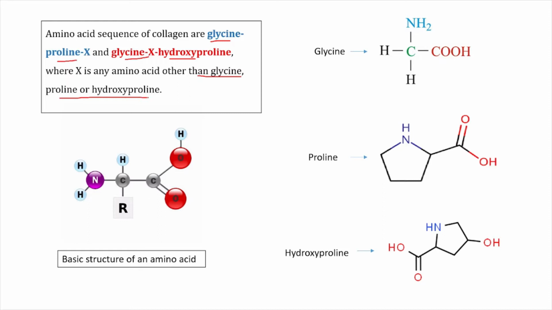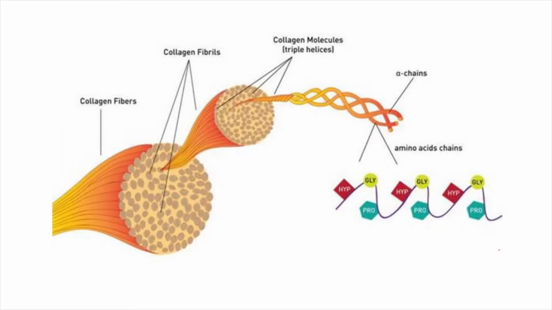Now glycine and proline are very common amino acids. Hydroxyproline is actually a derivative of proline, where you add a hydroxyl group to the proline molecule, and it is basically important for the stability and folding of the collagen. That is why it is needed. On the right hand side, this is the structure of glycine, this is the structure of proline, and in the case of hydroxyproline, if you add an OH group to this position in proline, then it becomes a derivative of proline, which is called hydroxyproline.